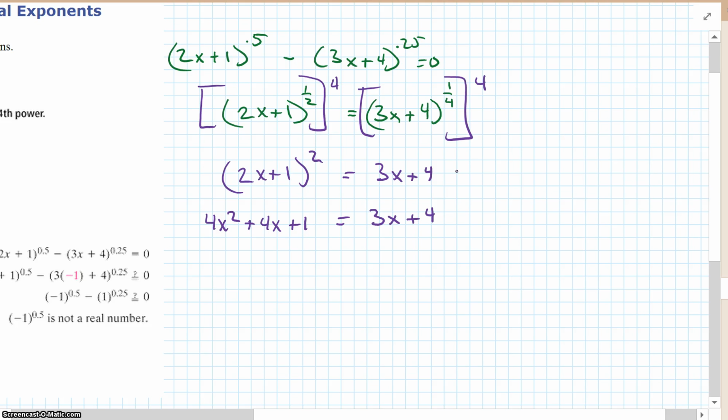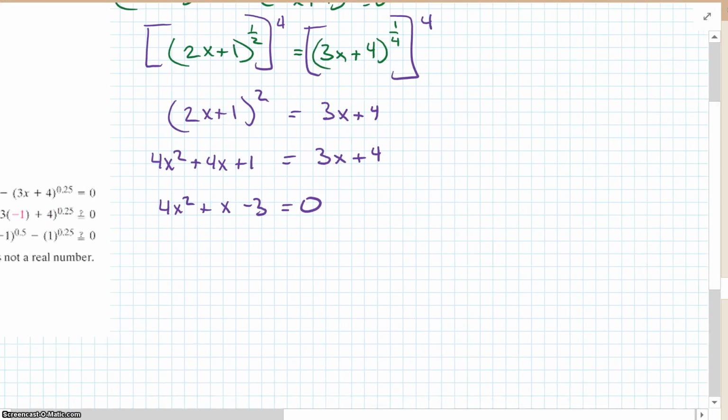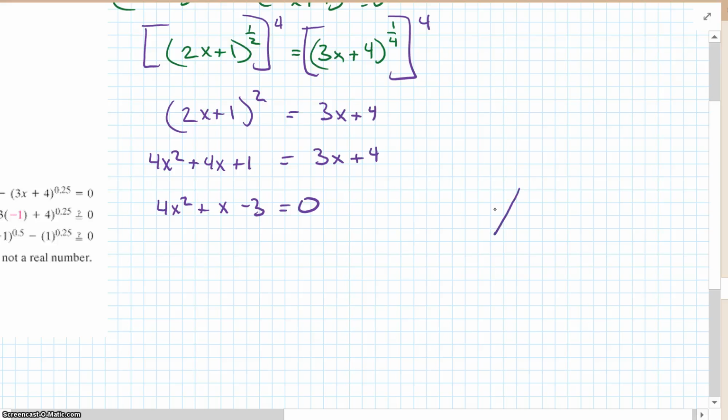Get everything to one side of the equation, so I'm going to subtract 3x and subtract 4. So I'm going to get 4x squared plus x minus 3 equals 0. Okay, let's solve. Let's factor this. My a times c value is negative 12. My b value is 1. Two numbers that give me a product of negative 12 and a sum of 1. Well, 4 and negative 3 work.